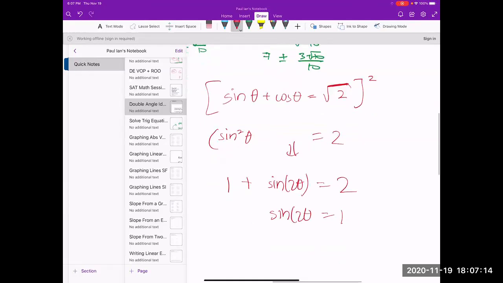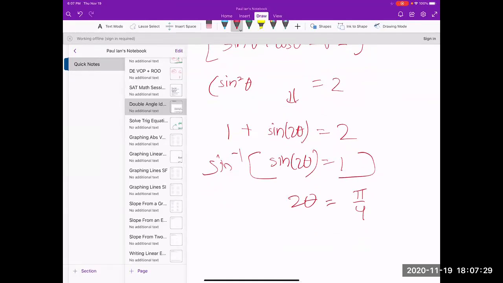Good, yeah. And then? Yeah, and then I did the sine inverse of 1 equals 2 theta, and you get pi over 4. Okay. And you just divide it. Actually, yeah, like the sine inverse, is this 0 to 2 pi?